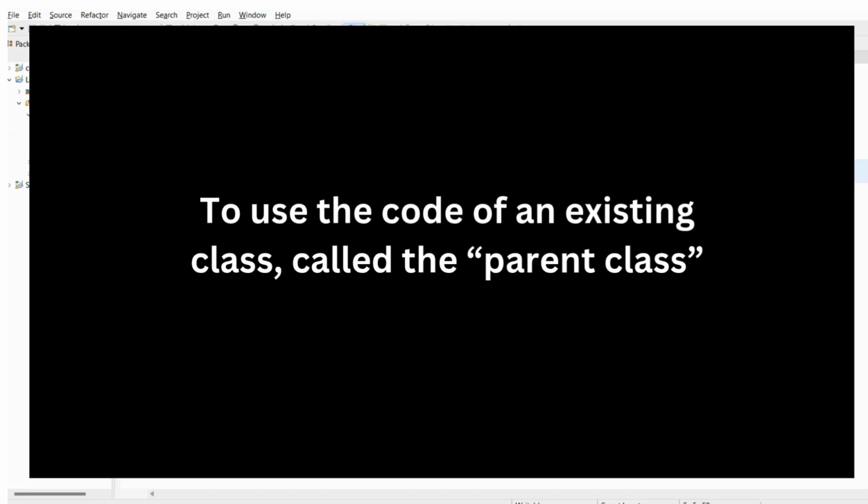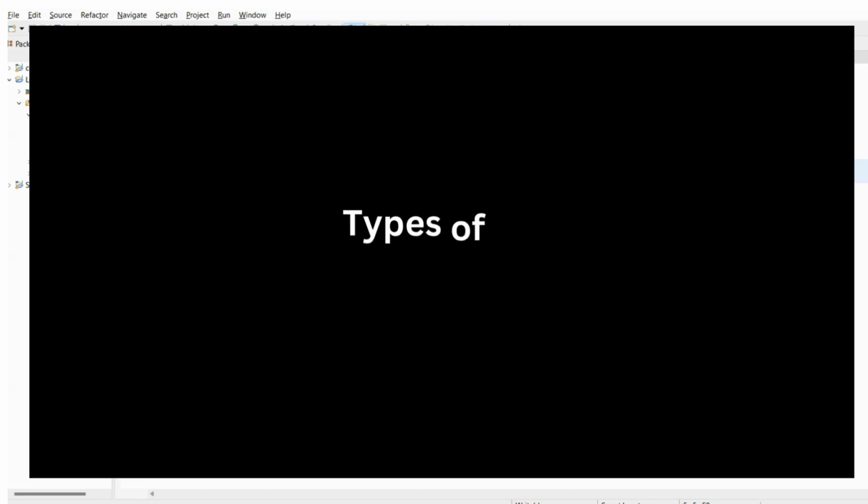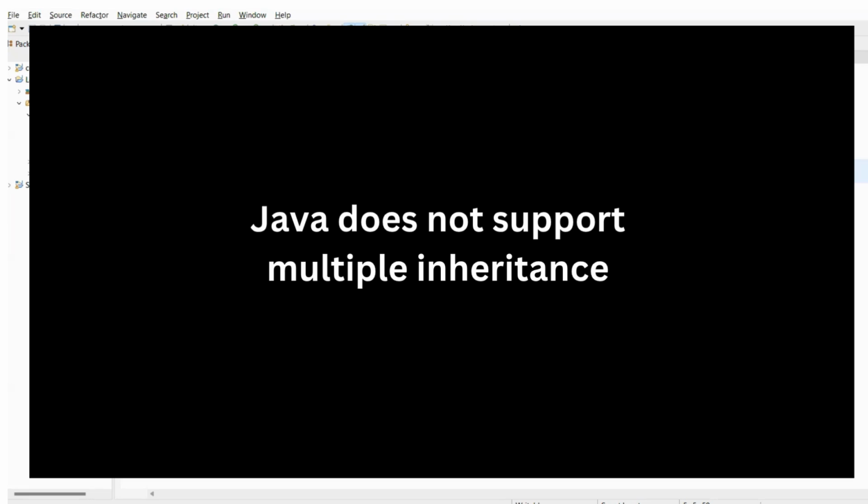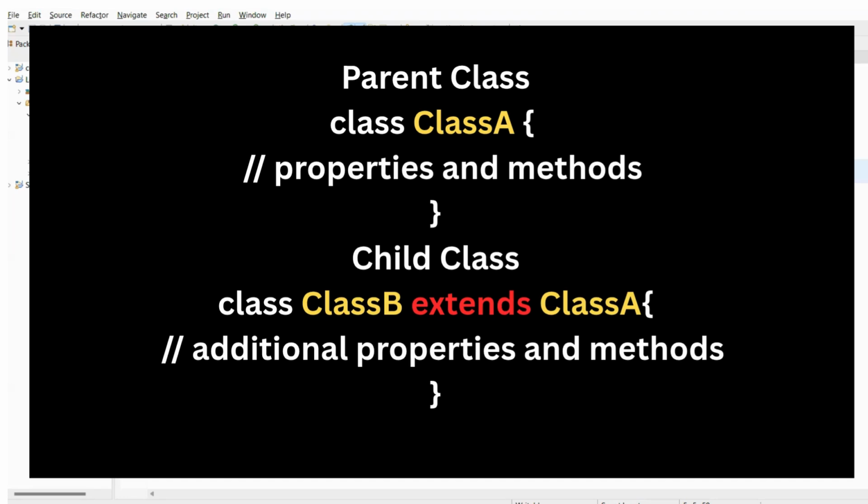that is called the parent class. So there are different types of inheritance in Java. One is single inheritance, multi-level inheritance, and hierarchical inheritance. Java doesn't support multiple inheritance using classes, to avoid ambiguity, but it can be achieved using interfaces.